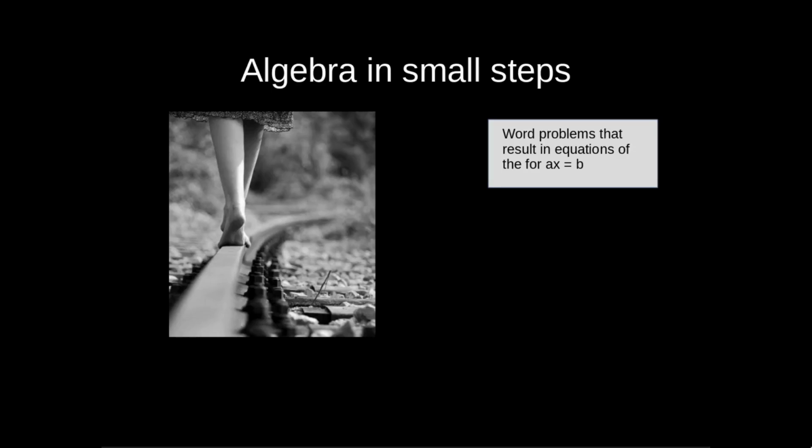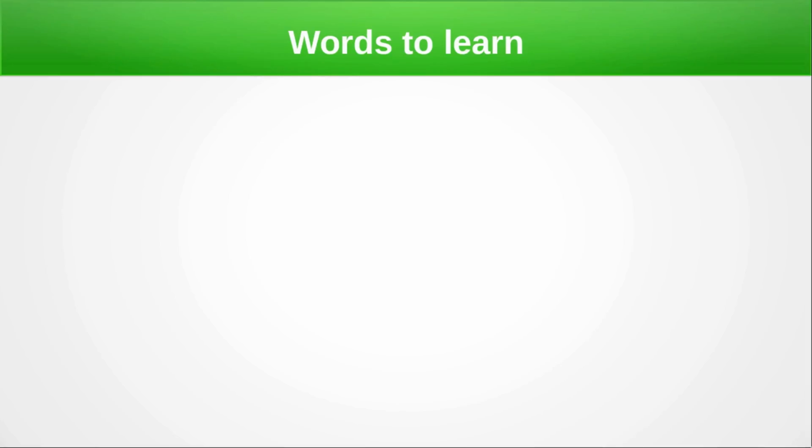In this video we're going to look at word problems that result in equations of the form something multiplied by x equals a number. If you can't remember how to solve these, you can go back and look at video 2. So let's start. The first thing is we need to realise what the trigger words are.